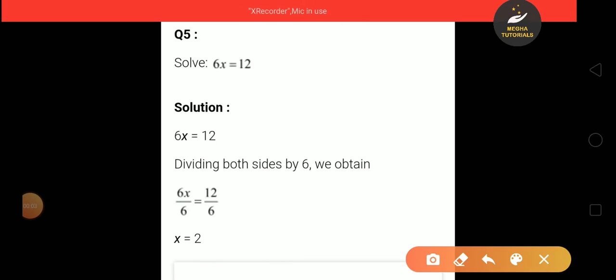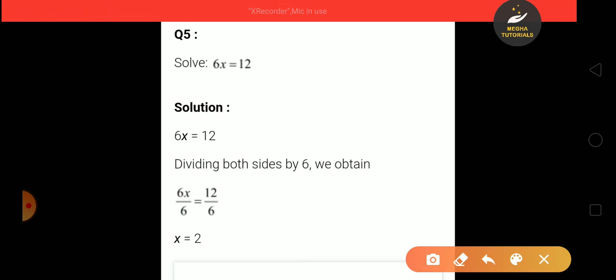Question 5. 6x is equal to 12. Okay. Now on this side with the variable, 6 is there. So we have to divide both sides by 6. So we'll get 6x upon 6 is equal to 12 upon 6. On this side 6 will cancel, and on this side 12 upon 6 is equal to 2. Therefore we'll get x is equal to 2.